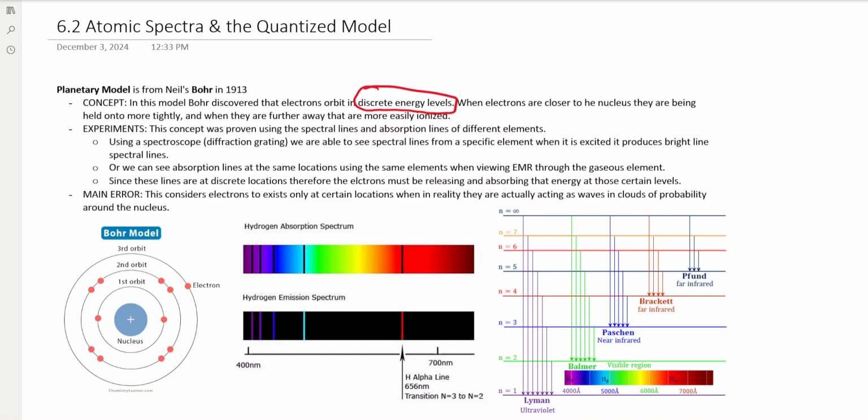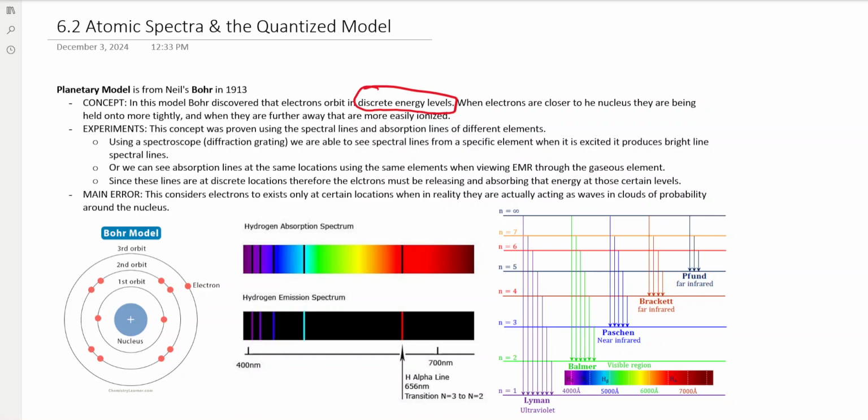The concept was proven using spectral lines and absorption lines of different elements. Using a spectroscope, using a diffraction grating basically, you can see spectral lines or absorption patterns. If an element is being excited, usually with electricity, it produces light on its own, and it's producing bright lines at certain spectrums. So you can see here the emission lines of hydrogen. Those are all just different visible light spectrums, but then you can also see the opposite.